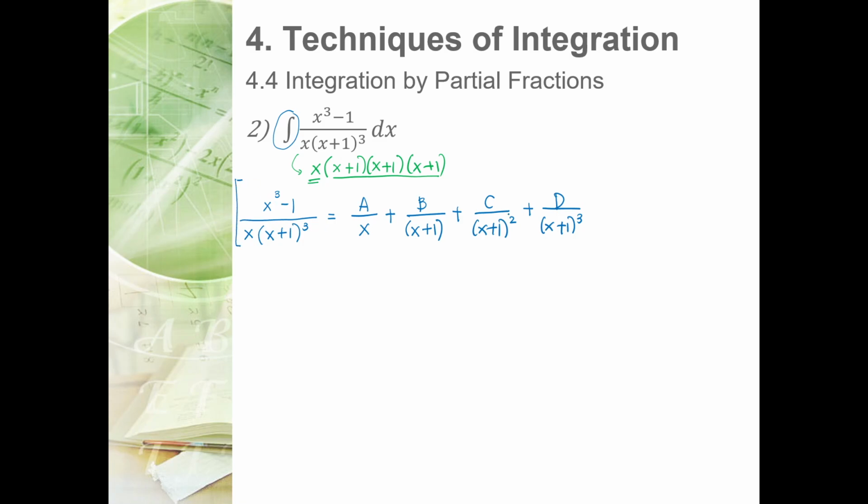Okay, so multiplying everything with the LCD, or let's say the denominator on the left side, that's x times x plus 1 cubed. So we're going to have x cubed minus 1 is equal to A times x plus 1 cubed, plus B times x, then x plus 1 squared, plus C times x, then x plus 1, plus D times x. So notice we have four unknown constants, A, B, C, and D.